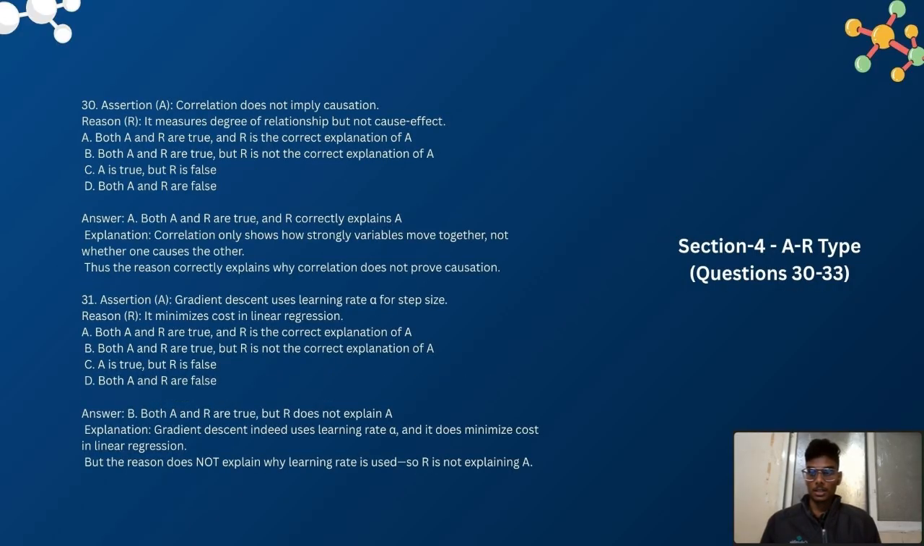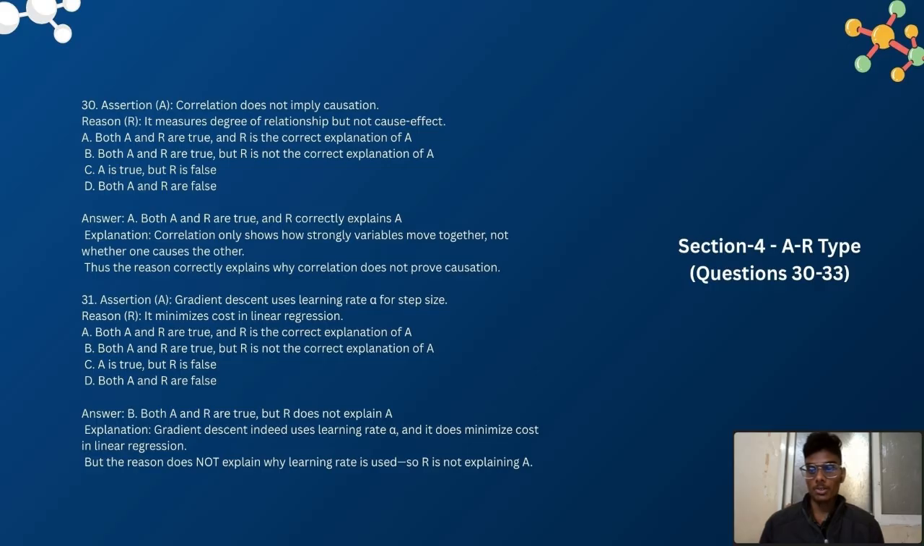Question number 30. Assertion: correlation does not imply causation. Reason: it measures the degree of relationship but not cause and effect. So the answer is A, both A and R are true and R correctly explains A. Correlation only shows how strongly variables move together, not whether one causes the other. Thus the reason correctly explains why correlation does not prove causation.